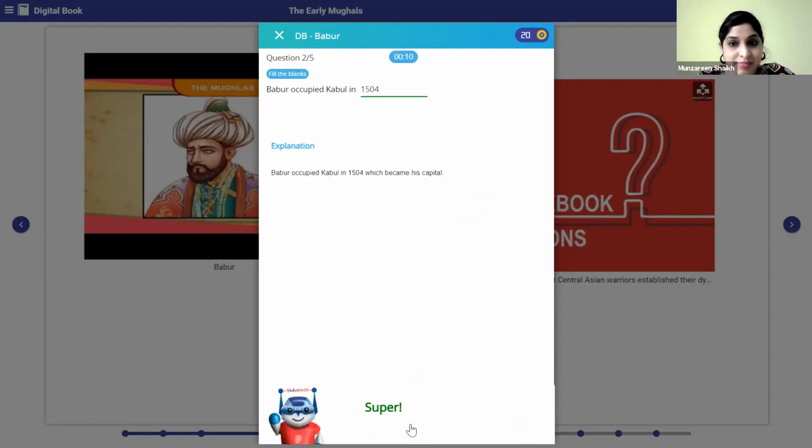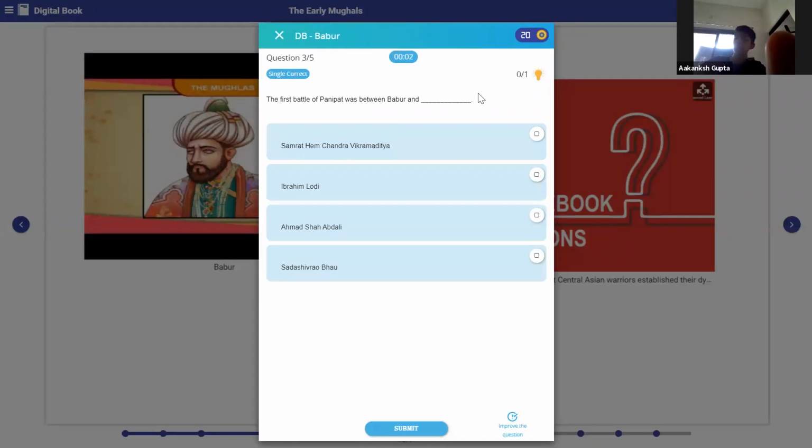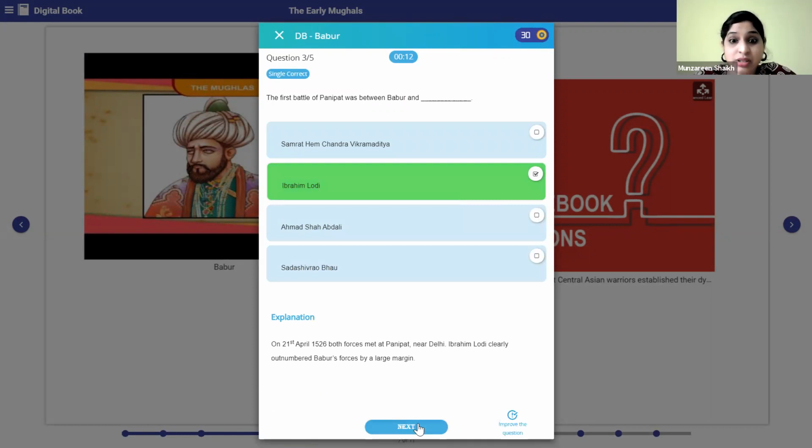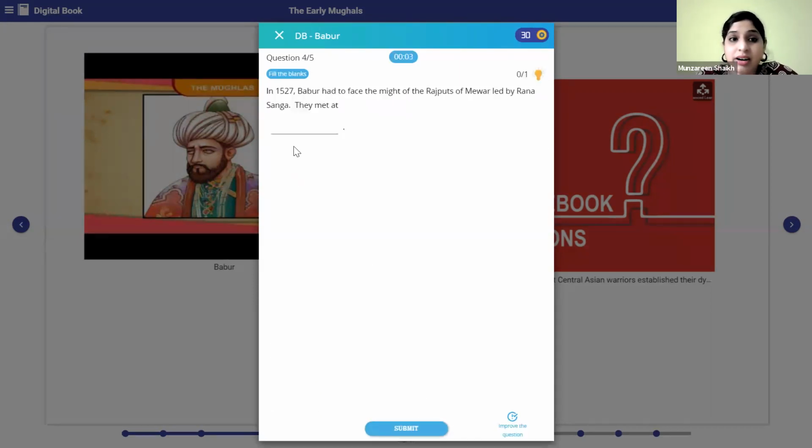Next. Very good. The first battle of Panipat was between Babur and dash. Ibrahim Lodi. Very good. This shows you all have understood the content. In the year 1527, Babur had to face the might of the Rajputs of Mewar, which was led by Rana Sanga. They met at Khanwa. This is not the correct spelling of Khanwa. This is the wrong spelling. Yes, that is the spelling of Khanwa.